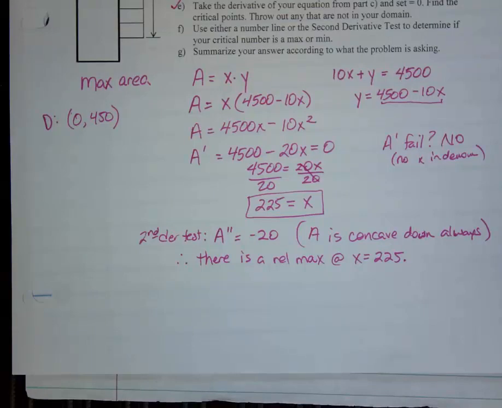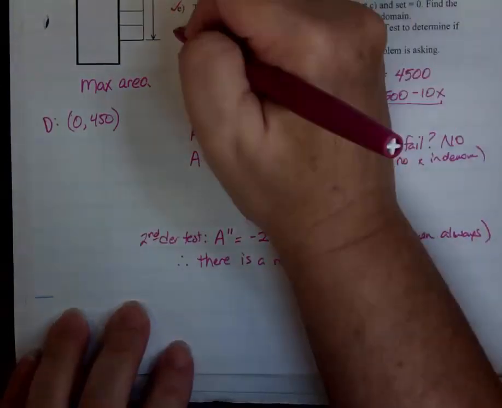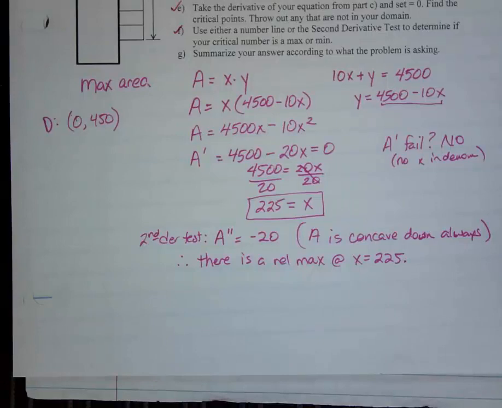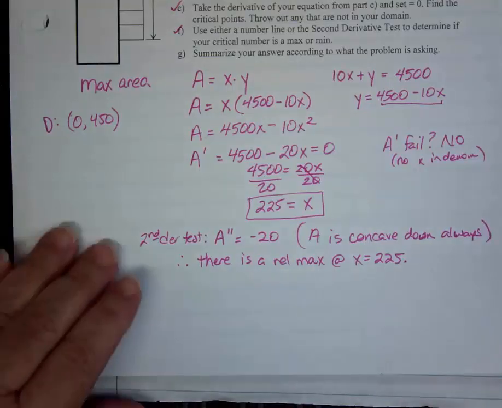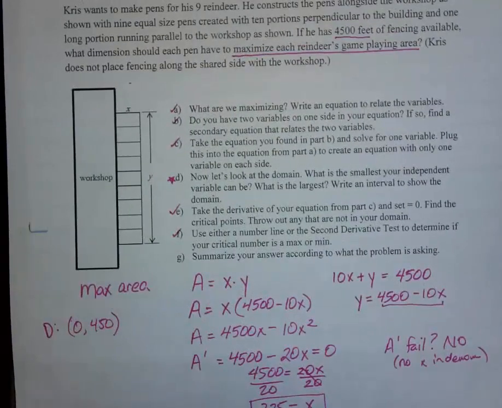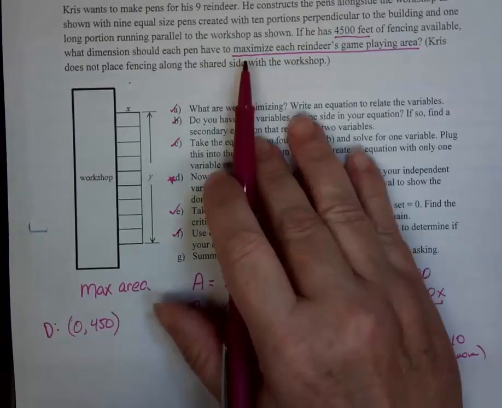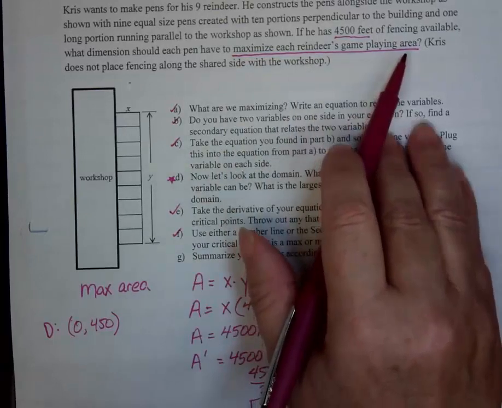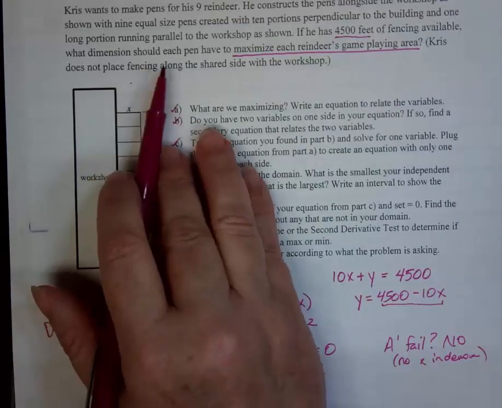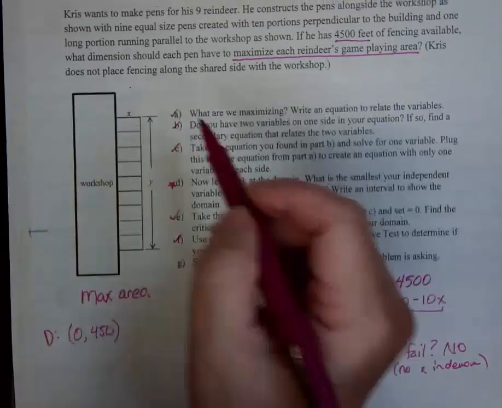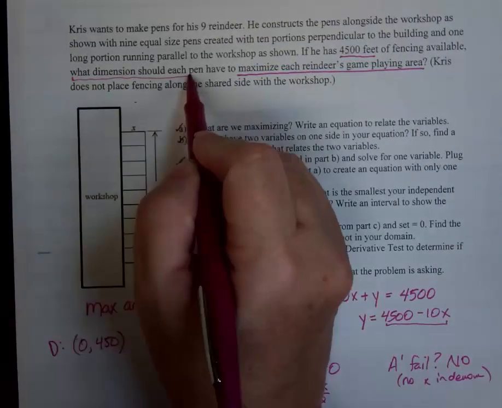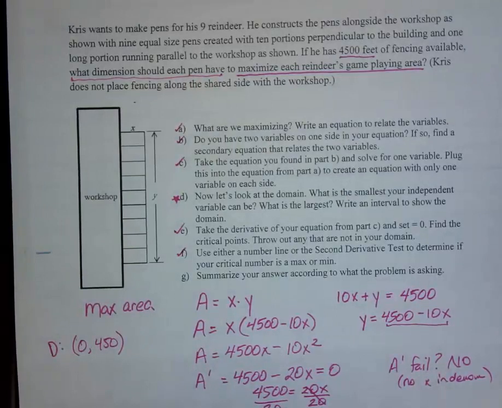Okay. Now, I have done all the math. I finished F. Letter G is what a lot of people tend to forget to do. Summarize your answer according to what the problem is asking. What did the problem ask me for? I promise you, it's not just X. It did not ask you to maximize the reindeer game playing area. It said, what dimension should each pen be? You see this right here? That's the question. What dimension should each pen have?